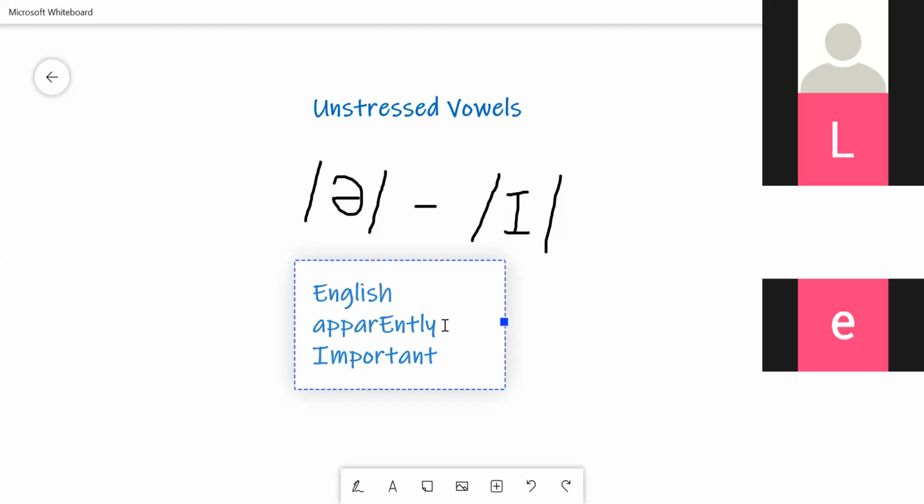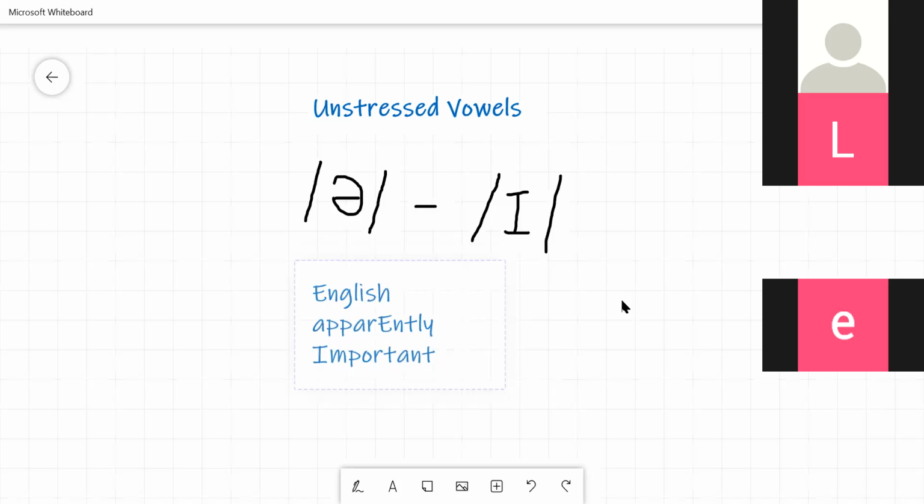Or you can even do it with the last one. Look at the last one. Apparently, apparently, apparently. When you say it quickly, nobody notices that.